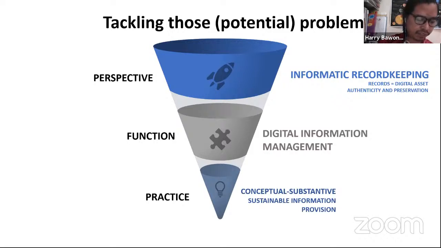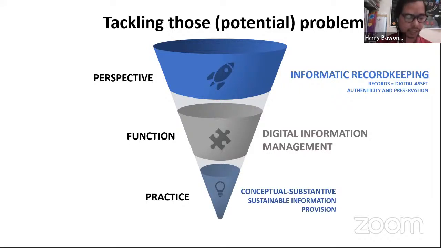The perspective that fits the context of digital information is informatic record keeping. In this perspective, digital records are perceived as digital assets with many variants. This perspective notices and covers all variances of digital records as mentioned previously. In this sense, it is important to maintain the authenticity and the long-term sustainability of digital records, even if all technological systems change later.